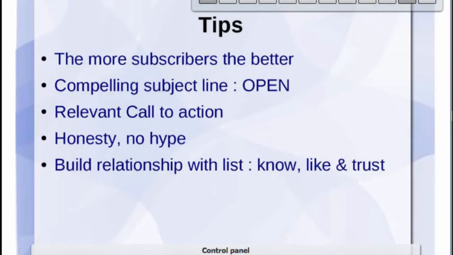And now, a few last tips. Of course, the more subscribers, the better for your business. When you send an autoresponder email to your list, write a compelling subject line, something that's going to catch attention, because the goal of the subject line is for people to open your email. That's all. It's just to open your email and then read it.